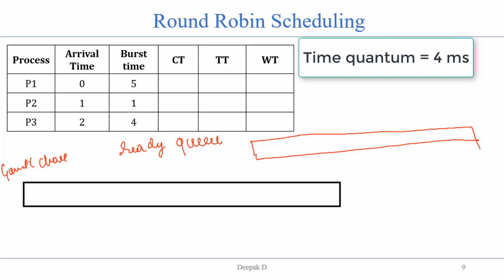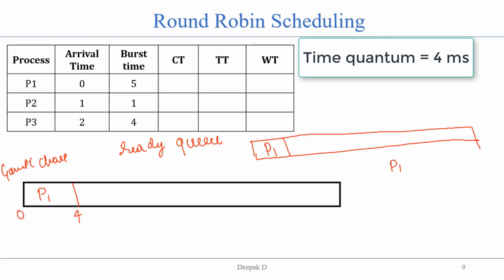So let's start by considering process 1. At time 0 the process has arrived and it is waiting in the ready queue. So P1 has arrived and is waiting in the ready queue. No other process has arrived, and the problem statement says we need to consider the time quantum as 4 milliseconds. So this is your time quantum, and I have picked the first process for its execution. P1 is taken first and it is executed for 4. It starts from 0.